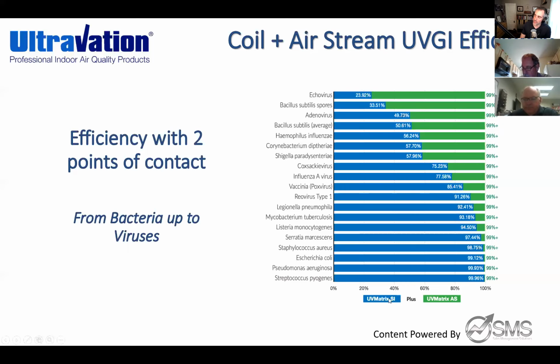And then those letters signify what model or series it is. So SI stands for surface irradiation, right? Surface, coil. AS stands for Airstream. It's not rocket science, airborne. So we've confirmed, they've done all the research.